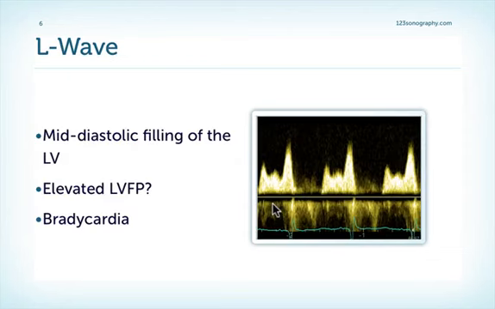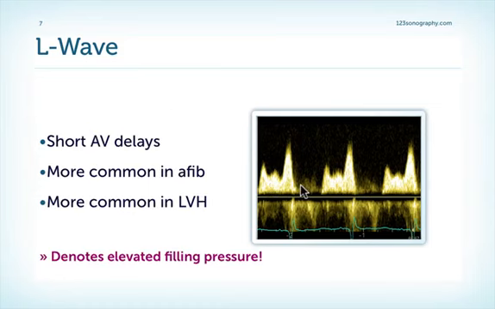So what you see here is a pressure tracing of an L wave. The L wave is located between the E and the A wave during diastasis, and it denotes elevated left ventricular filling pressures. In other words, even during diastasis, we have an elevation of the left atrial pressure, which pushes the mitral valve open. You will find this curve very frequently in patients who have bradycardia, and also in patients who have short AV delays, and even in patients who have atrial fibrillation.